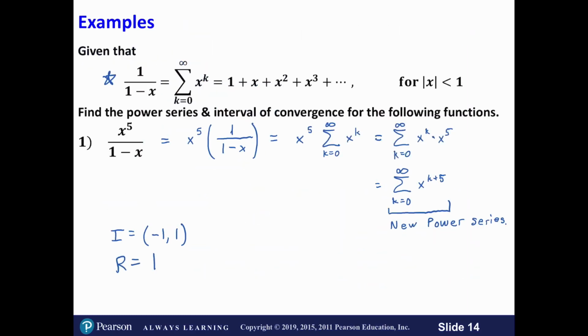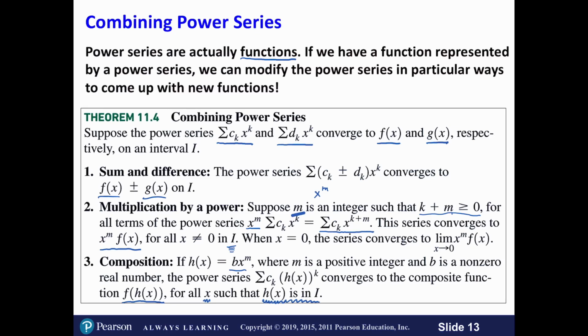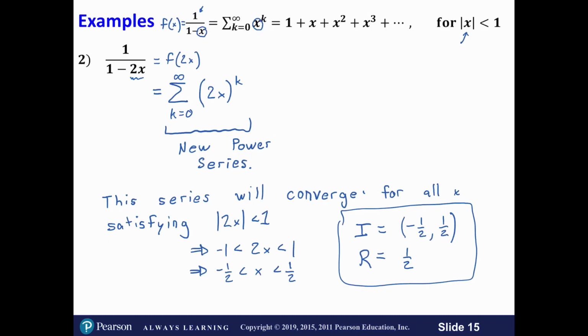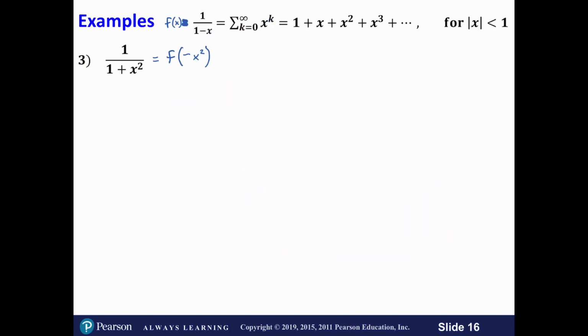And the composition rule says that our h of x has to be b times x to the m. So it's got to be some number times x to some power. And in this case, that's exactly what we have. We have b times x to the m. All right, so we can indeed write that this is the sum from k equals 0 to infinity of negative x squared to the k. All I did was replace this x with negative x squared.